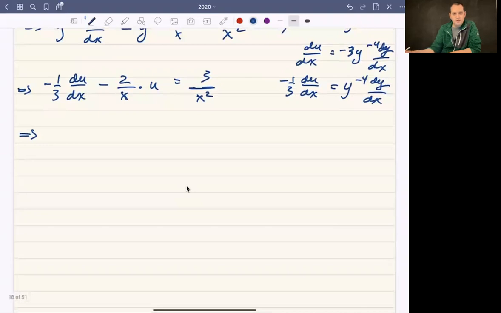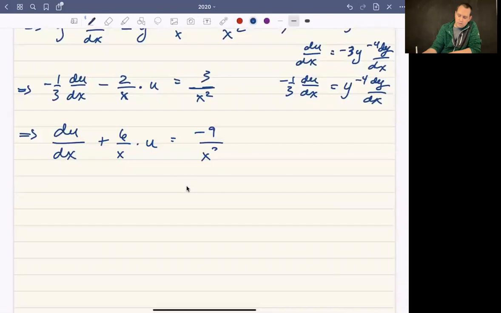So let's multiply both sides by negative 3 so that we can have our du/dx with a constant 1 in front. So we have du/dx plus 6 over x times u equals negative 9 over x squared. And then remember, the trick with linear differential equations is to find the integrating factor. In our case, our integrating factor is going to be e to the integral of 6 over x. So that's going to be e to the 6th natural log of x, which will be x to the 6th.